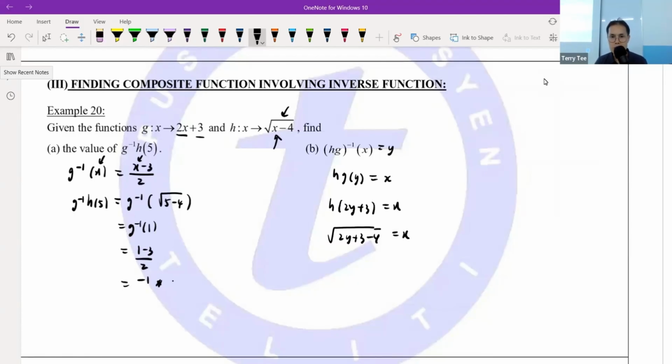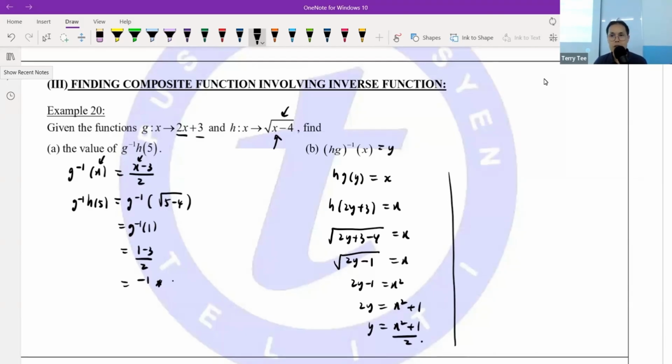So what I need to do is, square root of 2y minus 1 equals x, and I square the left hand side and the right hand side. I will get x squared plus 1 here. As you divide by 2, x squared plus 1 over 2. I'm writing a lot of steps, but actually you can cut short. Your y itself is your h g inverse x, and this is x squared plus 1 divided by 2.